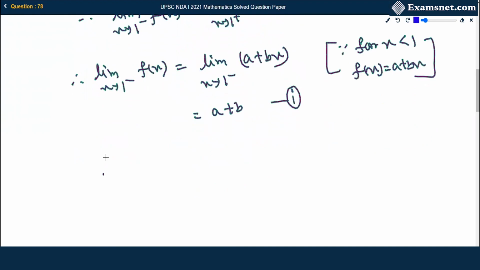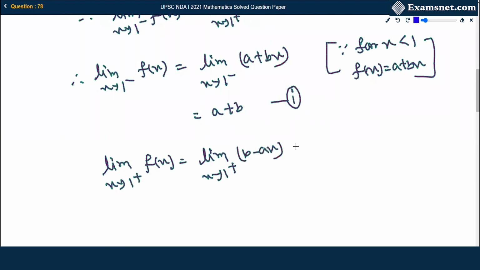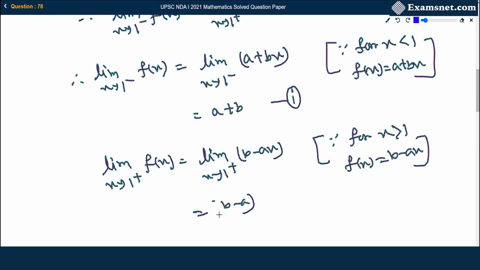Now check the right hand limit, x tends to 1 plus, f of x. So limit x tends to 1 plus, now we will write b minus ax, since for x greater than 1, f of x is b minus ax. So we will write b minus a. Let's name it equation number 2.